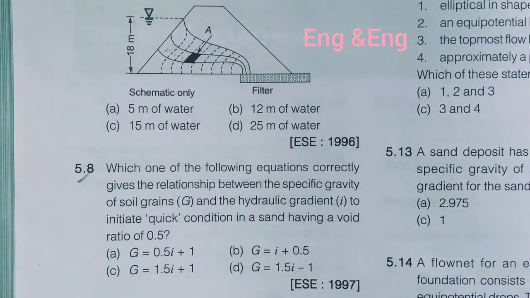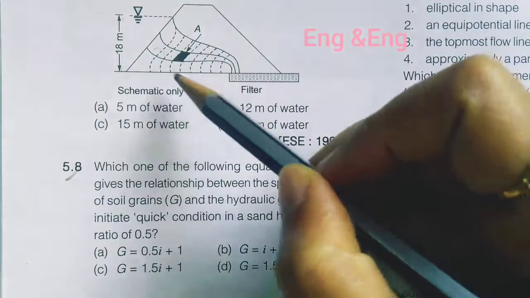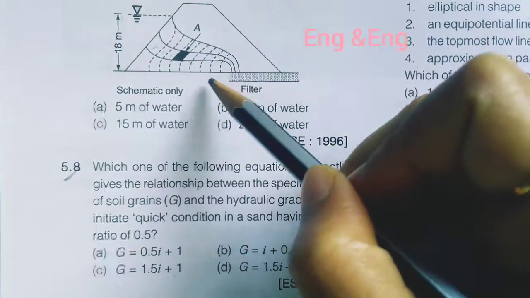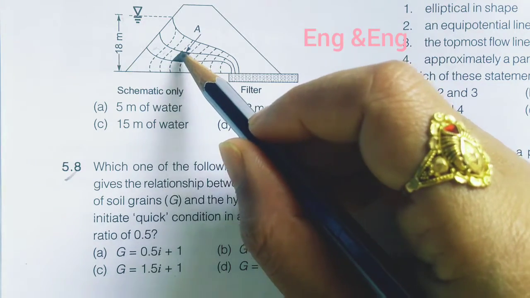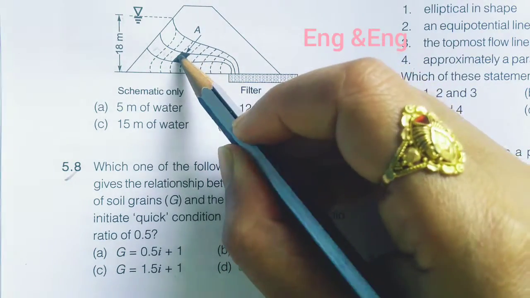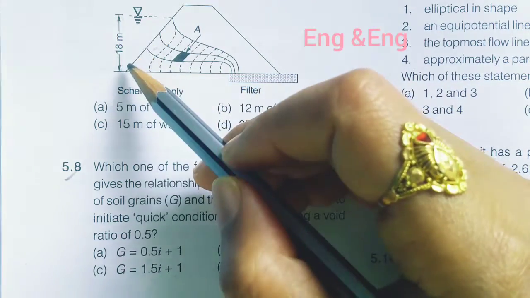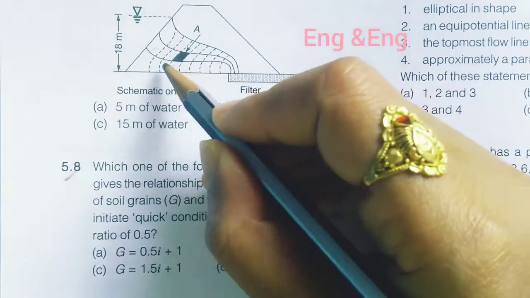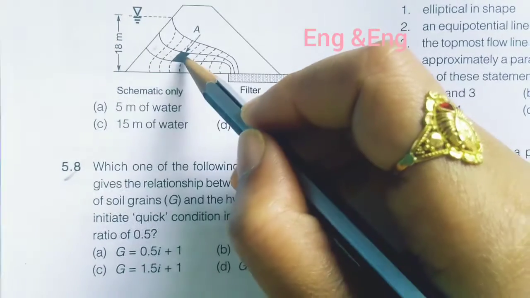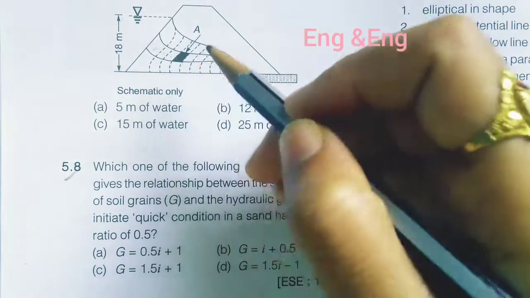Next question. A flow net is given here in the figure, and the question is that you have to calculate the head at point A. So what will be the head at point A? Also the total head is given as 18 meter. So total head is 18 meter and we have to calculate head at point A.